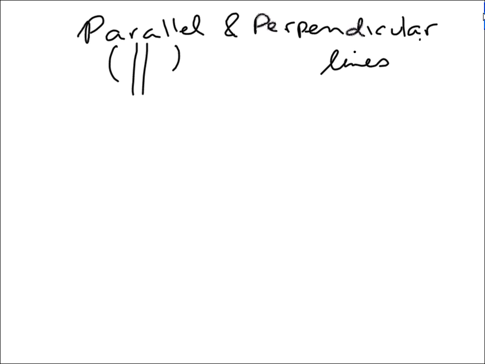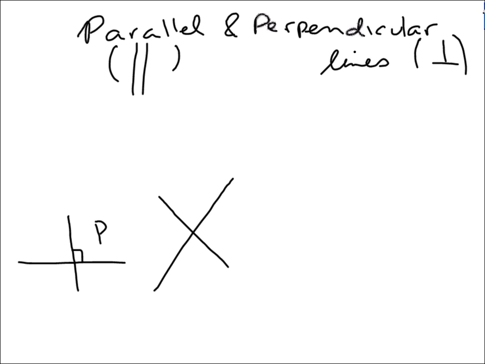And the symbol for perpendicular is that symbol. Perpendicular lines are lines that cross at a right angle. It has to be a right angle. Those lines are perpendicular. These two lines, they cross at a right angle. They're perpendicular.